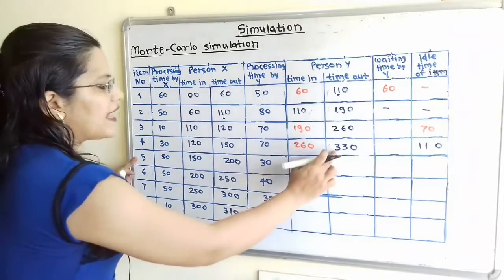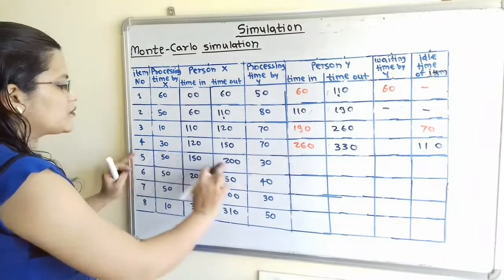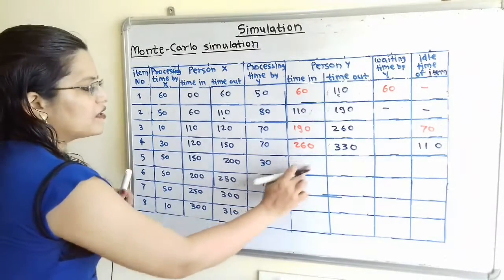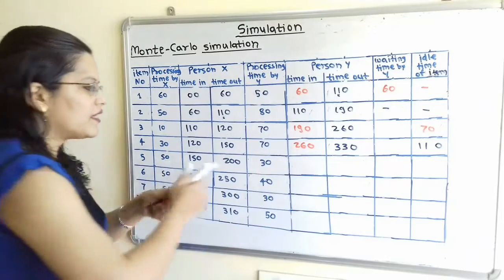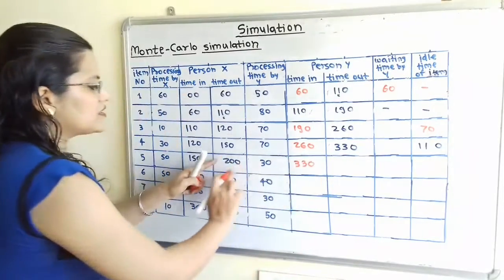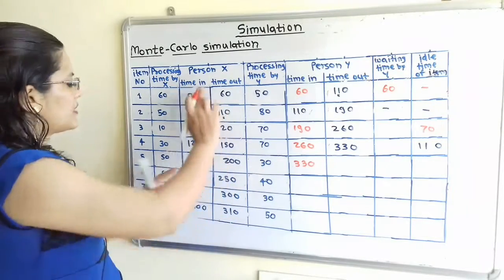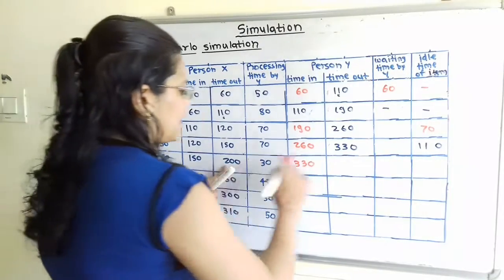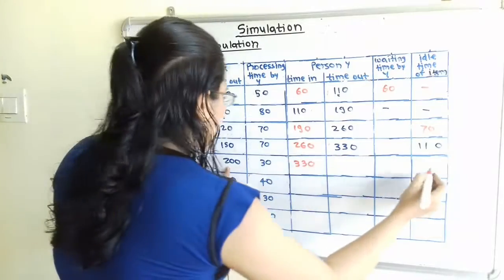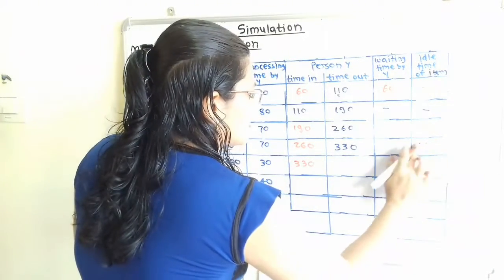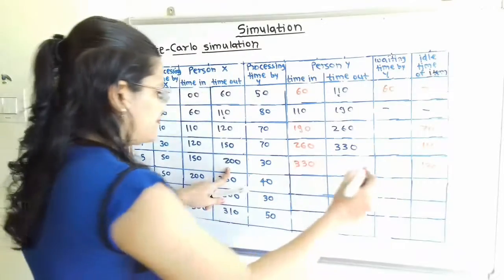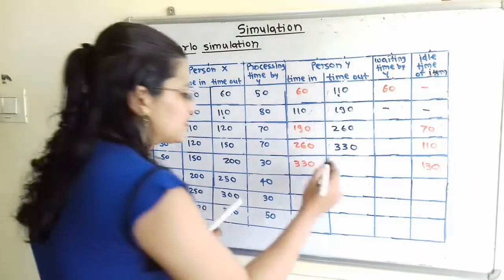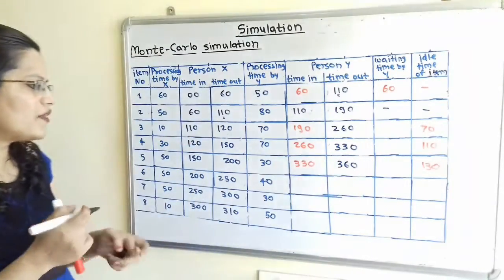So for the fifth item, time in is 330 and this processing is finished at 200. So here is the difference. This item will enter only after 330 seconds. Here also there is a difference because the finishing for the fifth item is at 200 seconds. So 330 minus 200 is 130, so we will write the difference, that is 130. What is the time out? 330 plus 30, that is 360. Now we will move to the next.